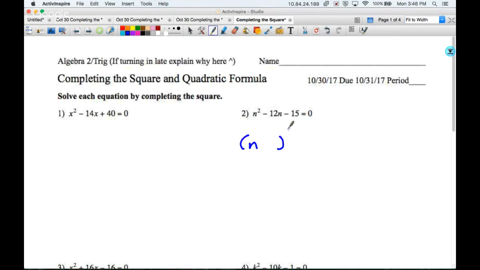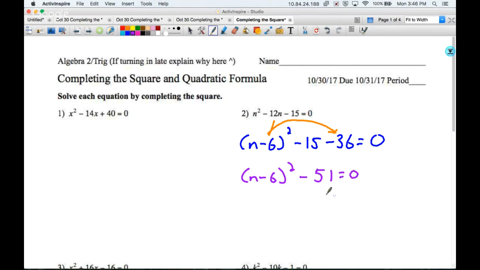n, big parentheses, squared, keep that minus 15. Now I fill in these values with half of the b value, negative 6, and then subtract away that value squared. So it was half of that value, subtract away that value squared, the 15 just kept there, and we always have these parentheses in the squared. All right, so now I've got n minus 6 squared minus 51 equals 0. Keep going, I add 51 to both sides.